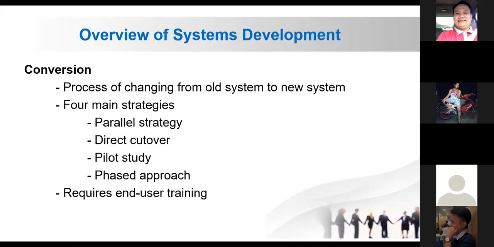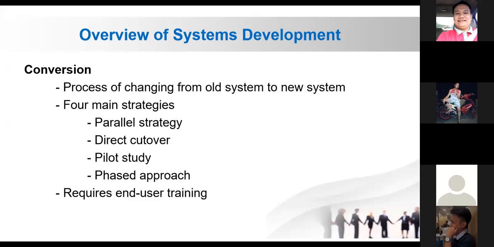Conversion. Conversion is the process of changing from the old system to the new one. There are four main conversion strategies. Parallel strategy. Both the new and old systems are run together until everyone is assured that the new system functions correctly.